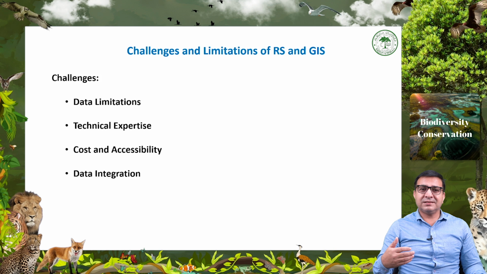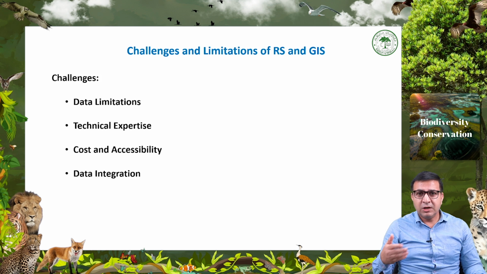As useful and informative as RS and GIS are, there are also some challenges associated with using RS and GIS for biodiversity conservation, and some of these are data limitations. Sometimes cloud cover and atmospheric conditions can reduce the quality of satellite data, while high-resolution imagery may be unavailable in some regions. Another is technical expertise: processing and analyzing RS and GIS data requires specialized skills, which may not be accessible to all conservation organizations.